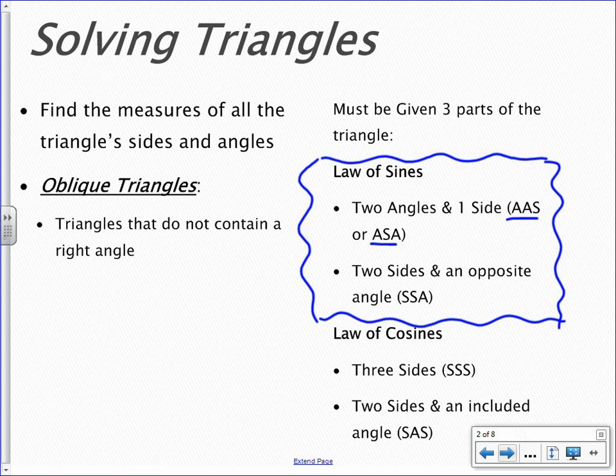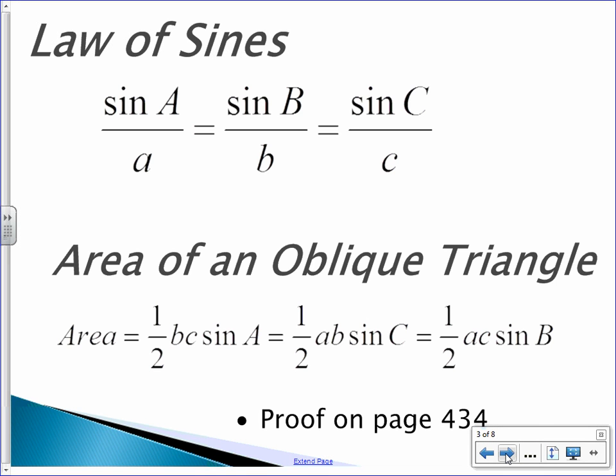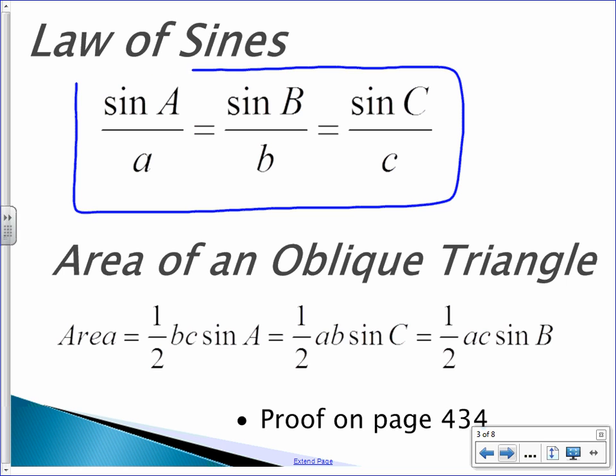Okay, so here is the law of sines. It's basically 3 different proportions. The sine of angle A over side A should be equal to the sine of angle B over side B, which is also equal to the sine of angle C over side C. You are not going to use all 3 proportions at the same time. You're going to pick 2 fractions to set equal to each other to solve for a missing piece.